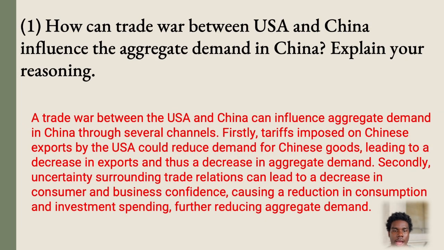Number 1. How can the trade war between the USA and China influence the aggregate demand in China? Explain your reasoning. A trade war between the USA and China can influence the aggregate demand in China through several channels. Firstly, tariffs imposed on China's exports by the USA can reduce demand for Chinese goods, leading to a decrease in exports and thus a decrease in the aggregate demand.